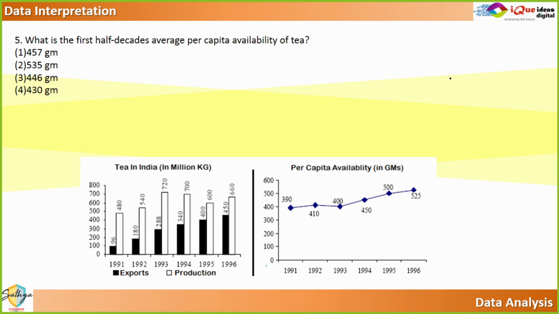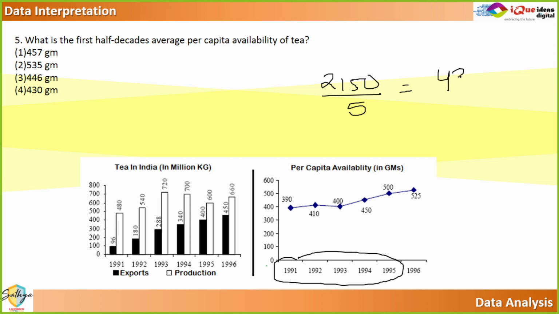This one is easy. First half decade, so that means 91 to 95. So 390 plus 410 is 800, plus 400 is 1200, 1200 plus 450 is 1650, 1650 plus 500 is 2150. So 2150, number of years is 5. So 2150 divided by 5 is 430.